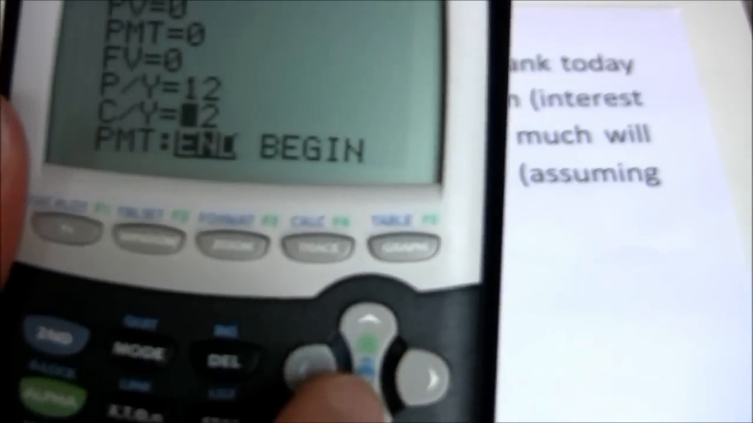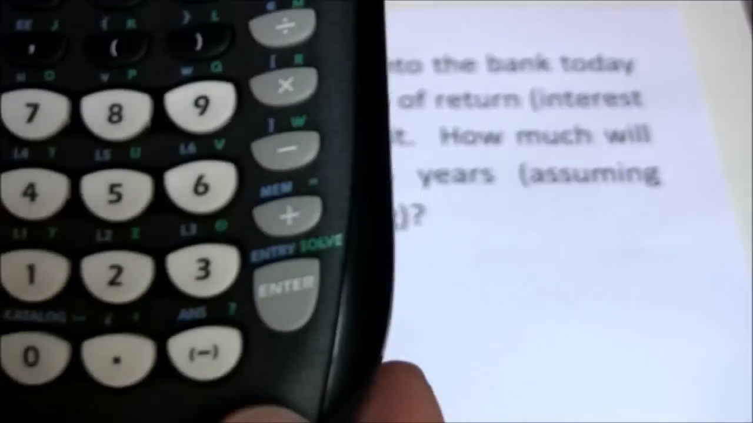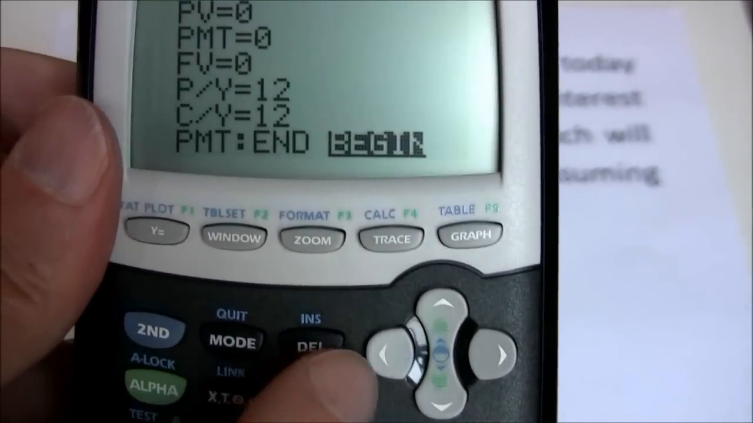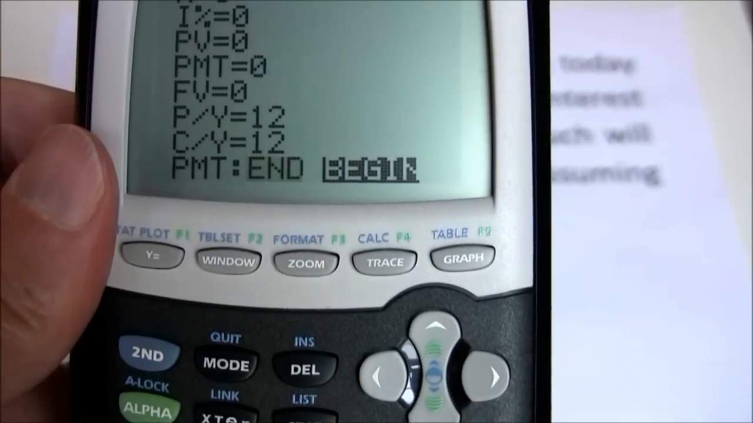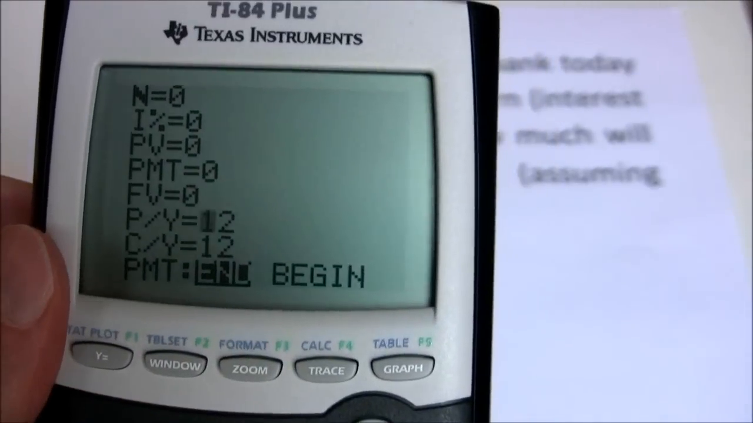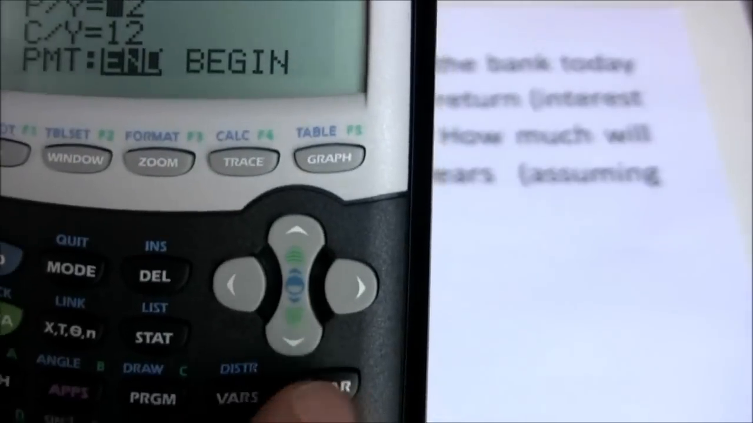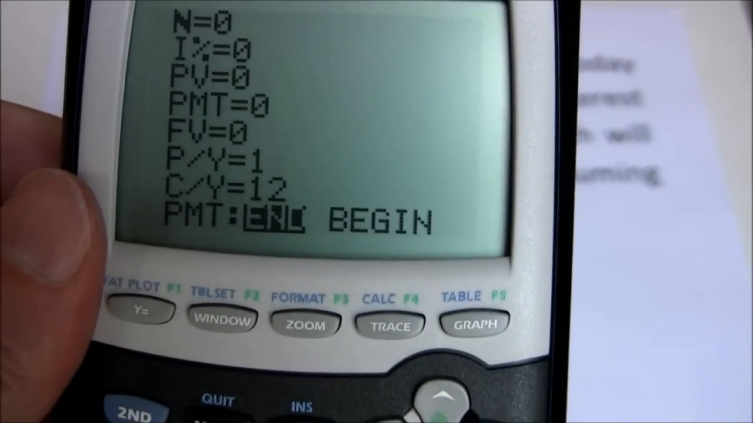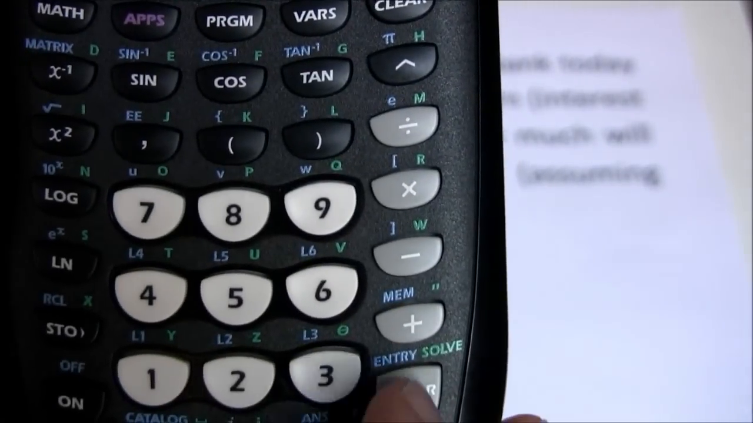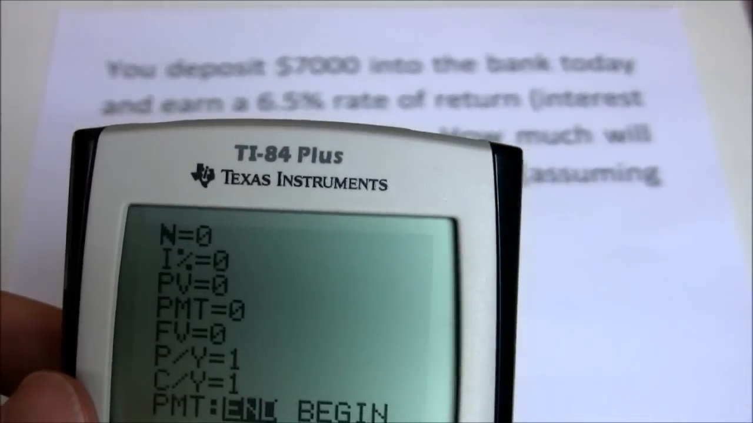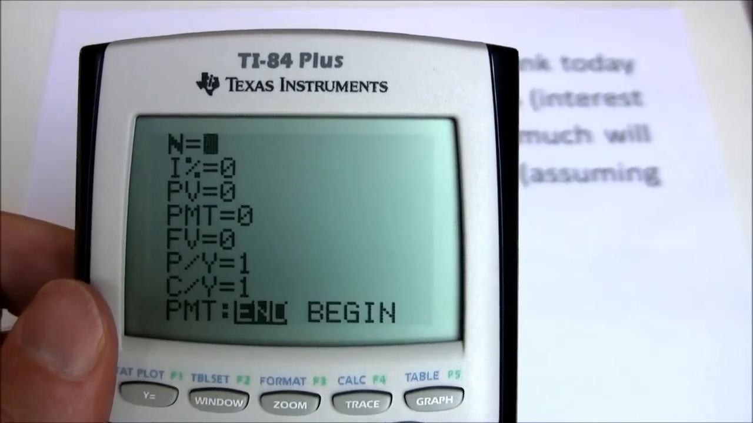If you want to change it, just move your cursor down, slide it over, press enter, and now the begin is highlighted. Now let's go back to end and set our calculator to 1 period per year. So we're just going to clear out that 12, put in a 1, and enter. Now we can slide up and we've got our 5 keys ready to go.